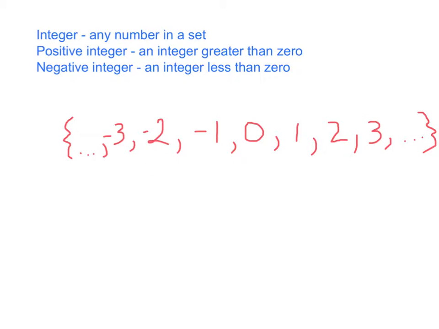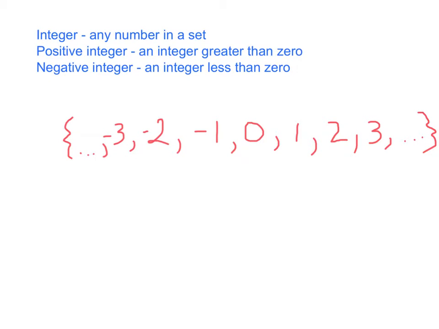A positive integer is any number or any integer that is greater than 0. So 1, 2, 3. These dots here, here and here, those just tell us that these numbers go on forever in both directions. A negative number, like you see here, are numbers that are less than 0. So these integers that are less than 0.